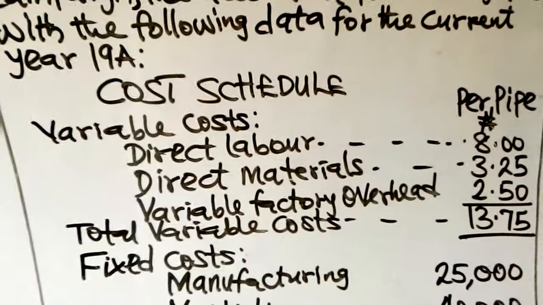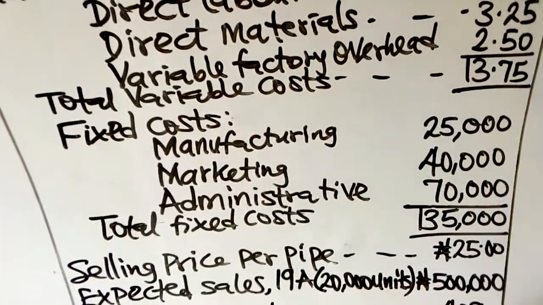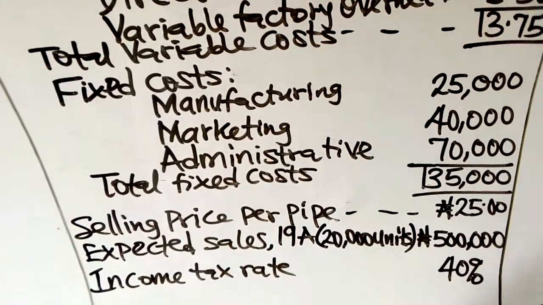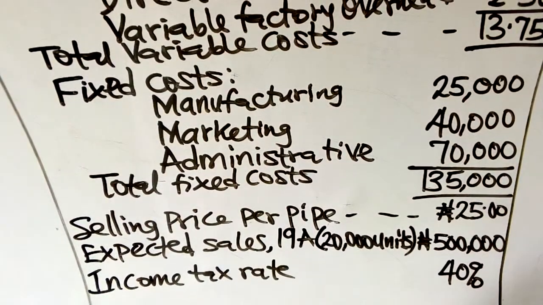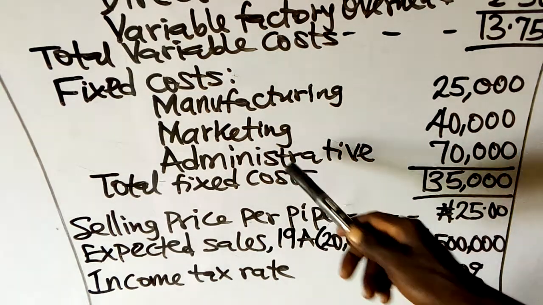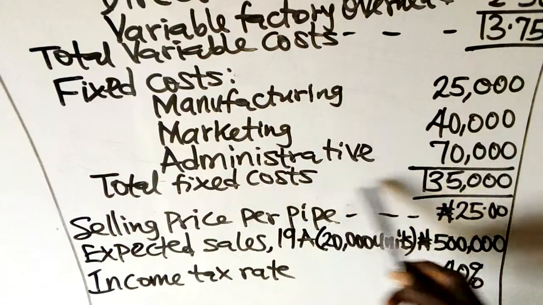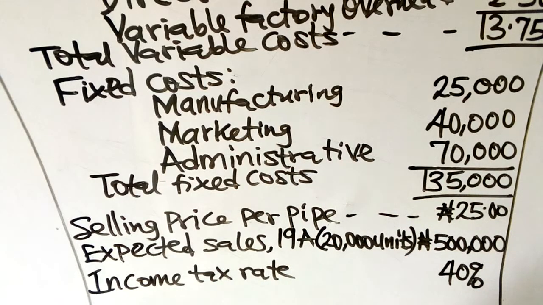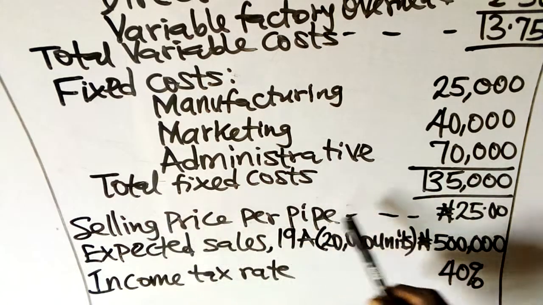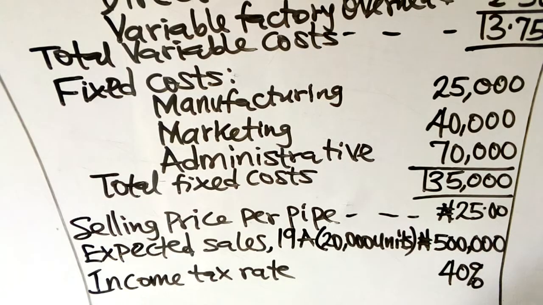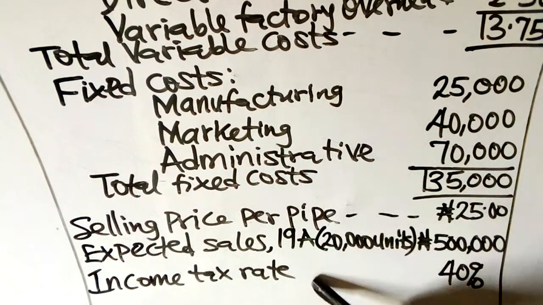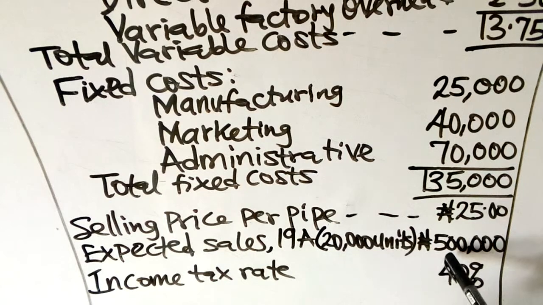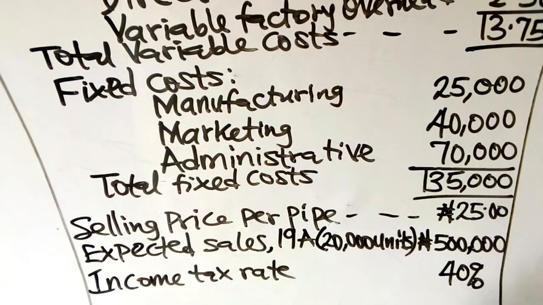You have the fixed cost, which comprises manufacturing of 25,000 naira, marketing of 40,000, administrative of 70,000. The total fixed cost is 135,000 naira. Then you have selling price per pipe, 25 naira. Expected sales 19A is 20,000 units at 500,000 naira. The value is 500,000 naira. Then income tax rate is 40%.